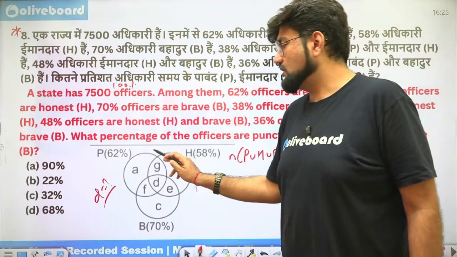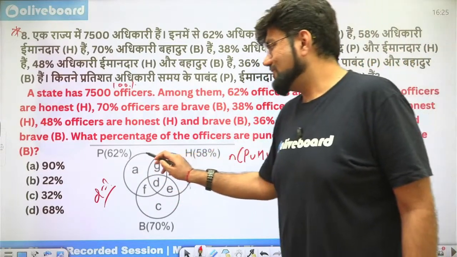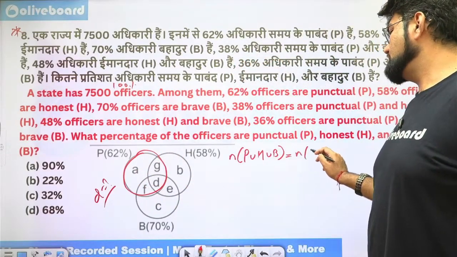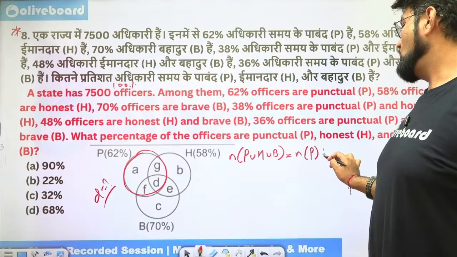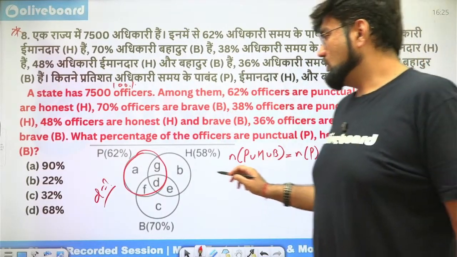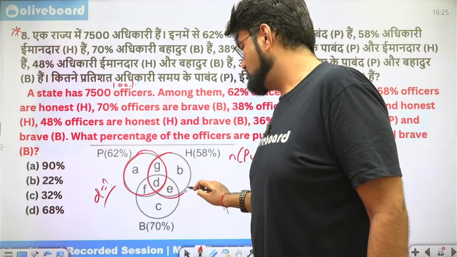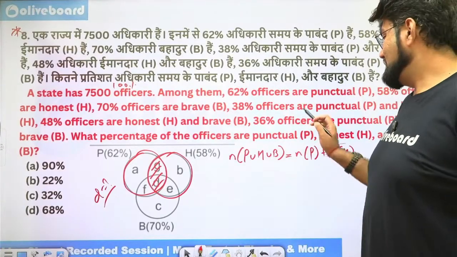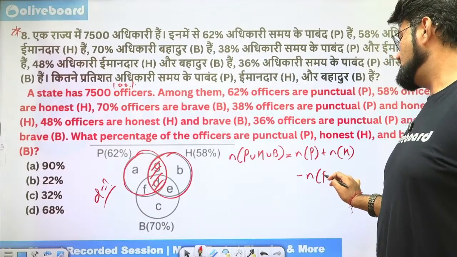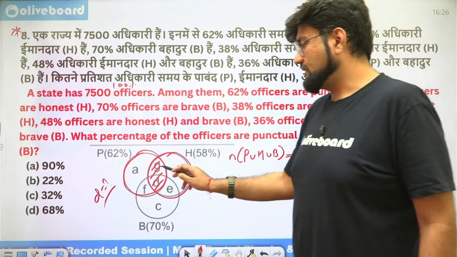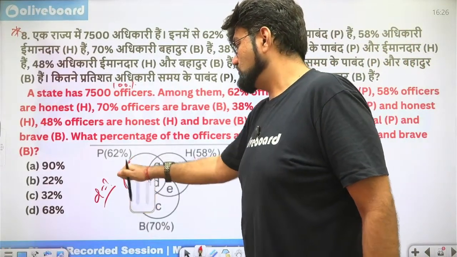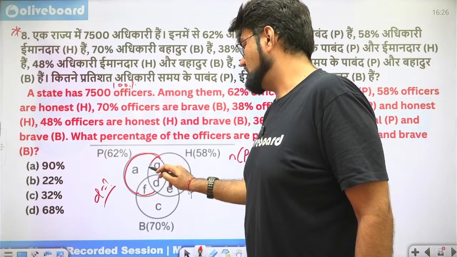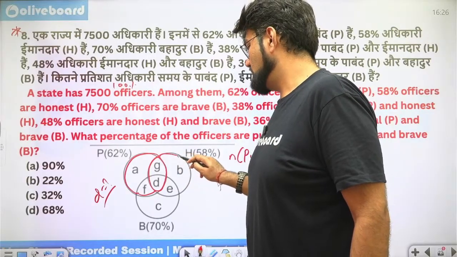So I will first add the punctual circle. Okay, I'll first add this circle, the complete circle. A, G, D, F. So I'm adding n of P. Next, I will add the honest circle, n of H. When I do that, I observe that this G plus D I have added twice. I have added this twice in this whole area. So I will subtract this one time, n of P intersection H. We will subtract this one time. So now what do we have? We have this unit here. Okay, then this unit here, and then this unit here. This is what we have with us.